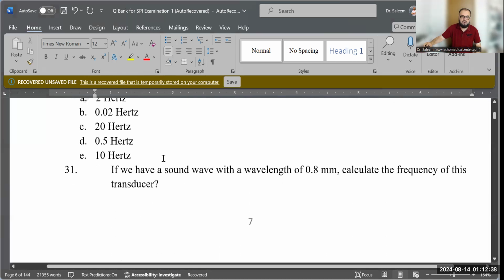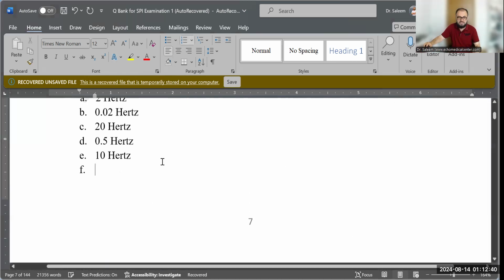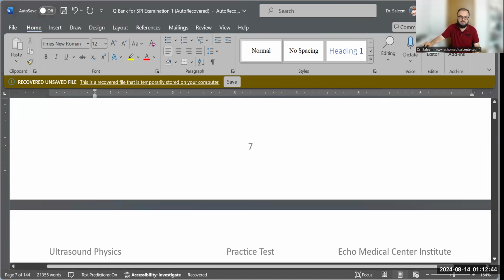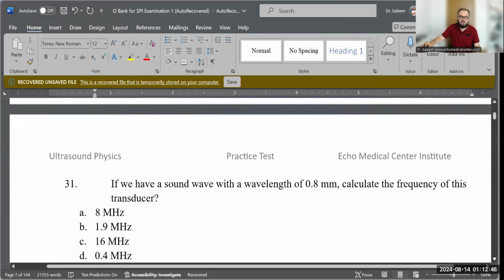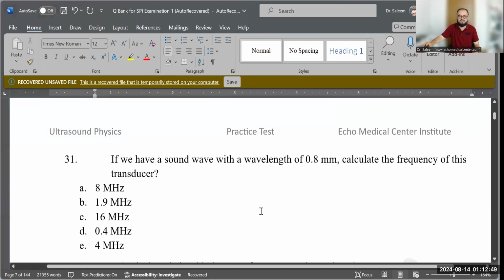Let's see this one. So this question, let me take this question down to the next page, because it will be close to the answers. And these are the questions, and this is the question with the answer. Now, if we have a sound wave with a wavelength of 0.8 millimeter, calculate the frequency of this transducer. I totally understand, because this is something a little bit, not complicated, but it's a little challenging question.